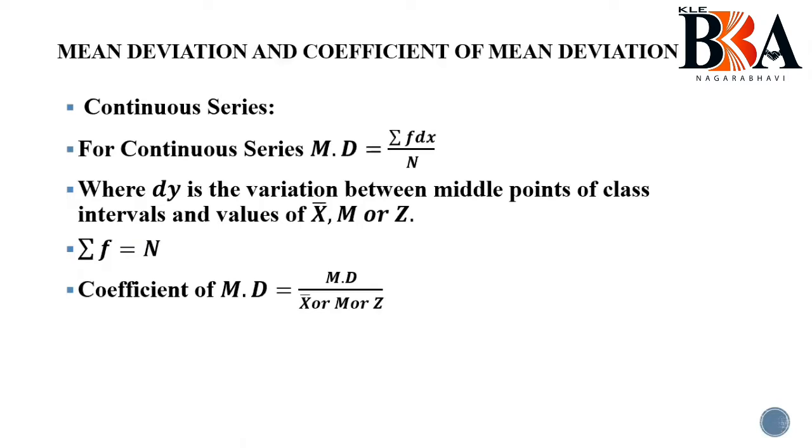Then we have the coefficient of mean deviation. The formula is mean deviation divided by mean, median, or mode. Normally the questions demand you to solve mean deviation or the coefficient of mean deviation from mean, median, or mode. So first you need to see what criteria the question demands. We'll take a problem where you can understand it very easily.